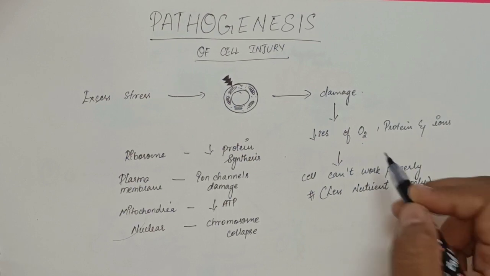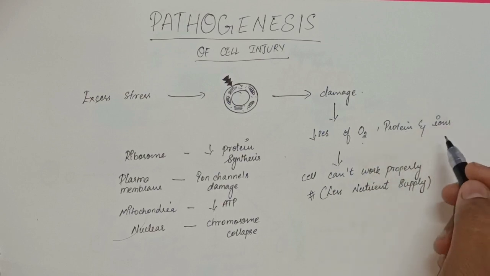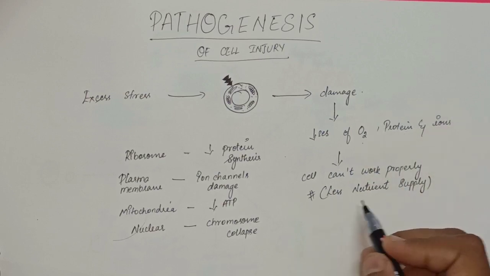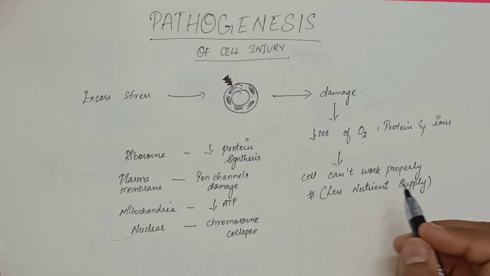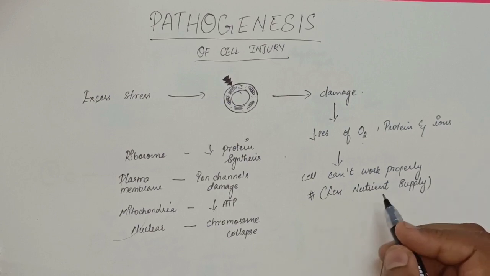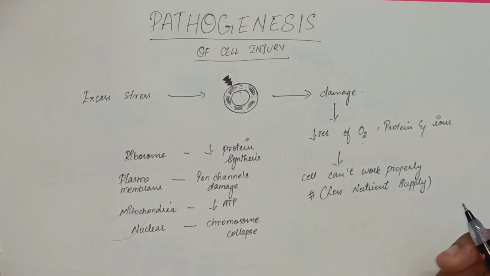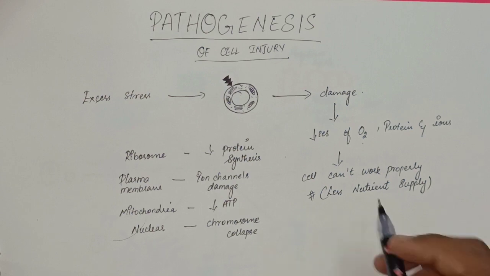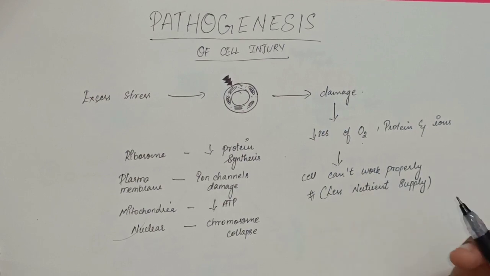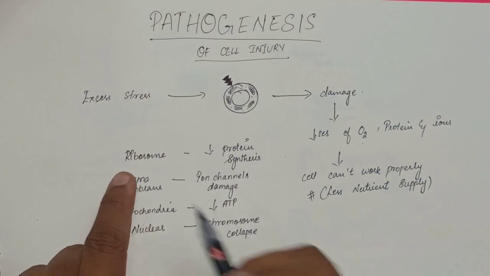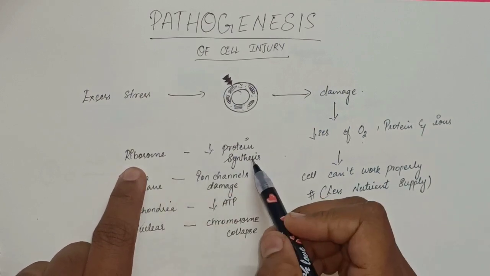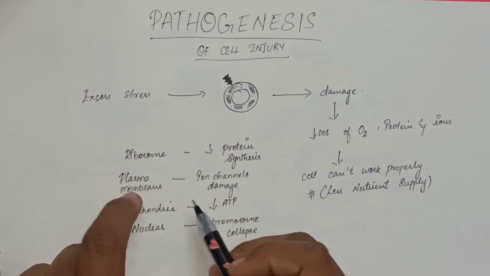The cell can't work properly because of less nutrition supply, because the protein is also deficient, right? How does this less nutrition supply take place, how does the injury take place? For example, the ribosome will reduce protein synthesis. So in the ribosome, the cell injury causes a reduced synthesis of proteins.